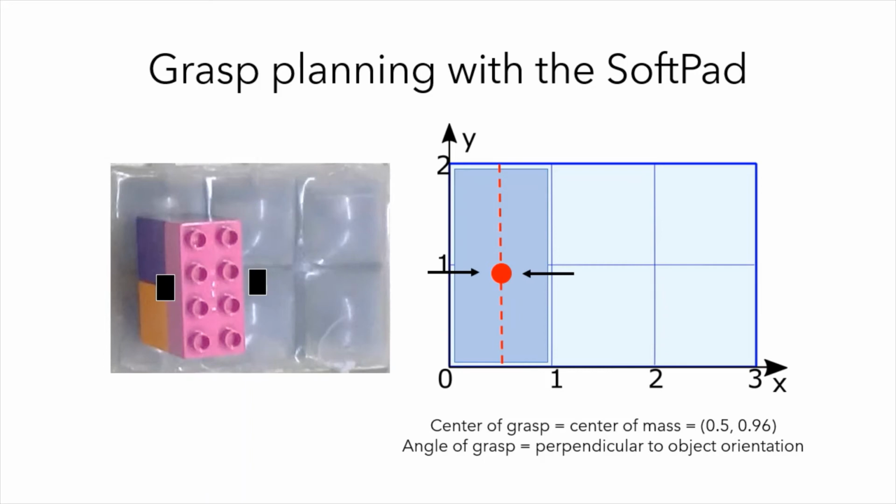Then the orientation of the object can be estimated, and based on this, we can compute the center of grasp and the angle of grasp. In this case, the center of grasp will correspond to the center of mass, whereas the angle of grasp will be perpendicular to the object orientation.